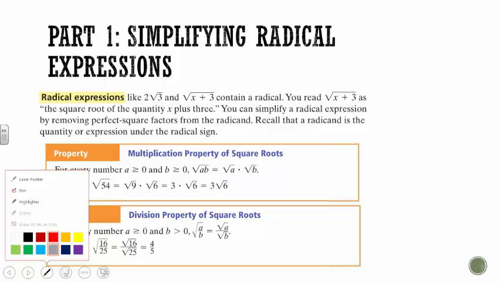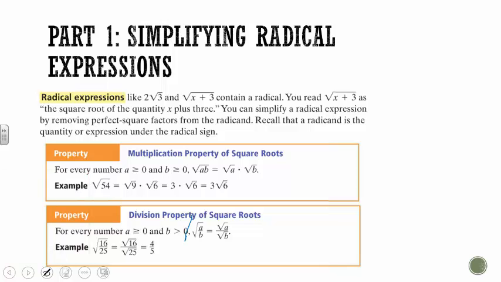Radical expressions do not have an equal sign. If they did, they'd be called radical equations. So make sure you're paying attention to that. These are two examples of radical expressions here, and they both contain a radical. What we're going to do is simplify it by removing perfect square factors from what's underneath. So remember, the radicand is the thing underneath. And we're going to do that using these two properties here.